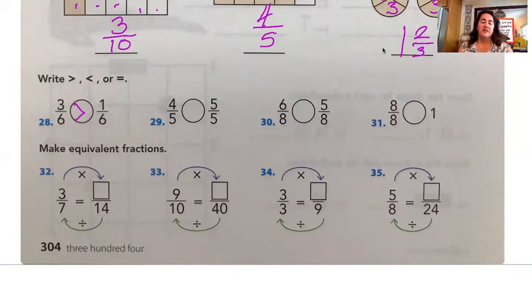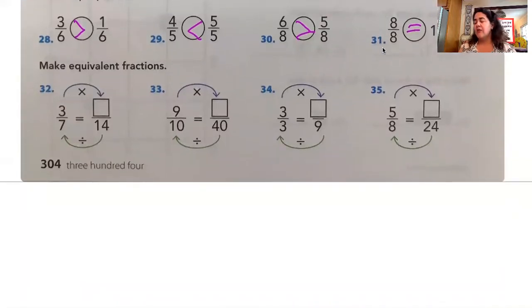All right, 4/5 or 5/5? 5/5. Very good. Shout it out, second graders. 6/8 or 5/8? 6/8. And 8/8 or 1? Oh, tricky. Equal. Remember, if you have the numerator the same as the denominator, then you have 1 whole, okay?